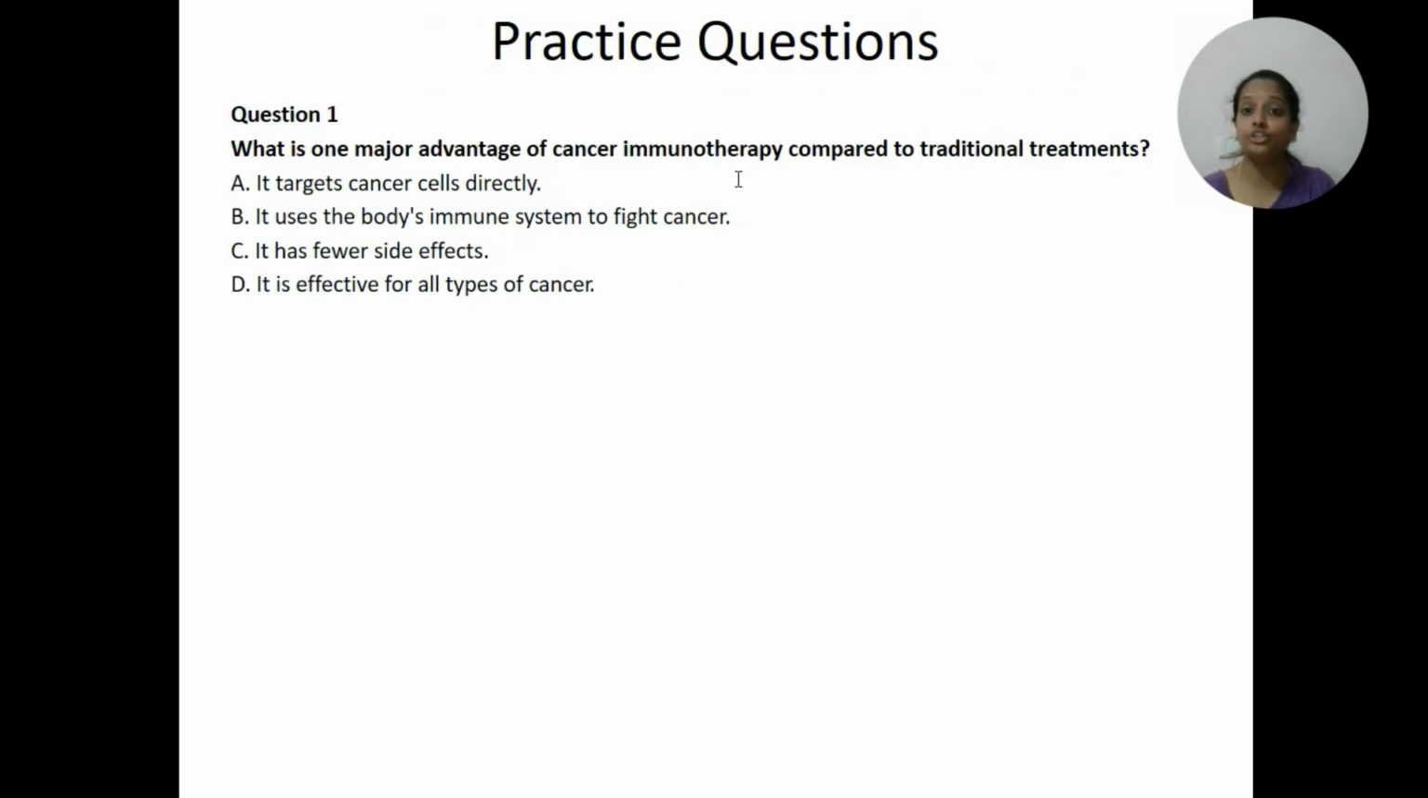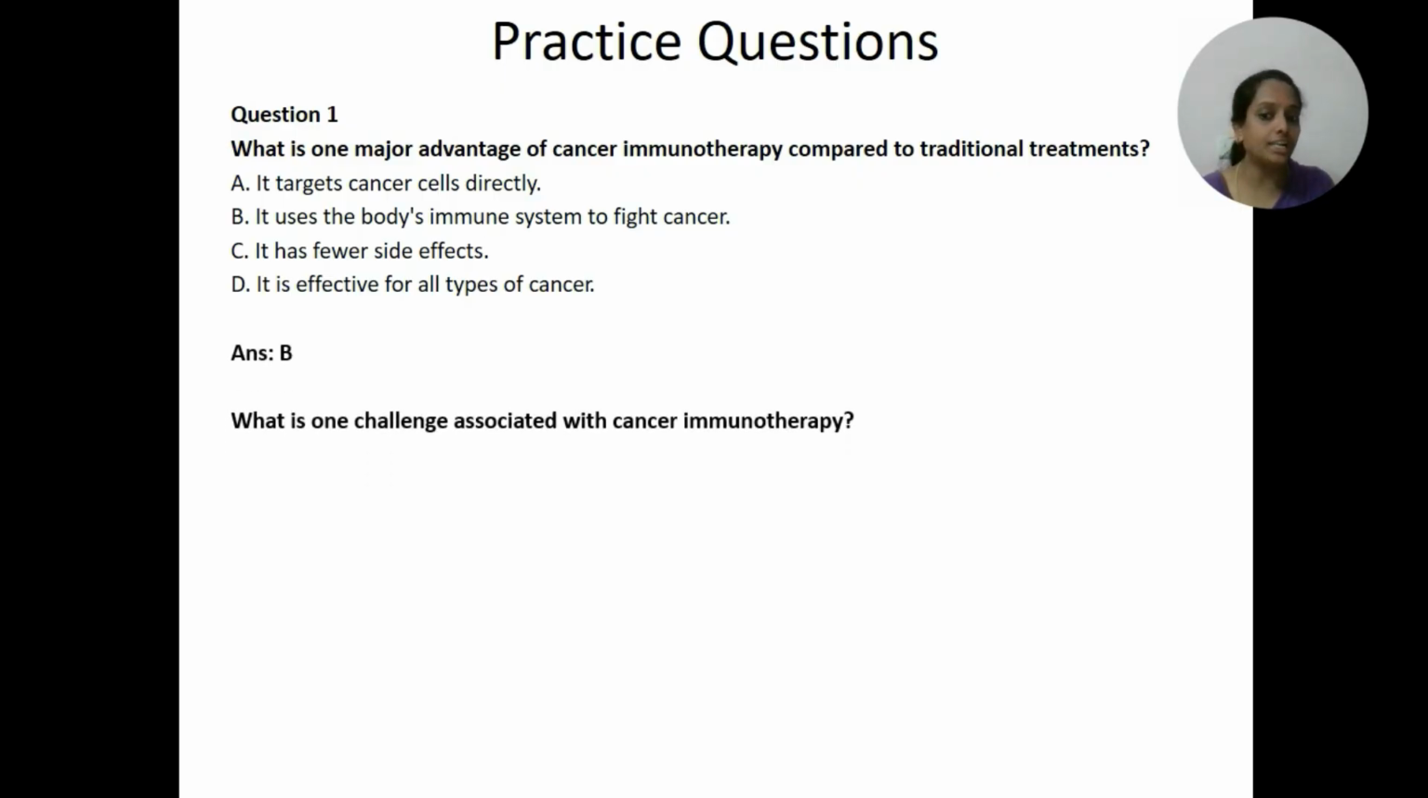Option A is actually describing chemotherapy and radiation, not immunotherapy. And if you see option C, it sounds attractive, but the passage tells us that immunotherapy can still cause significant side effects, right? And if you look at option D, it's another classic trap because the passage says it has been successful for certain cancers, not all cancers, right? So when you see words like all, always, or every, slow down and check whether the passage really supports such a strong statement. Okay, now let's move on to the second question.